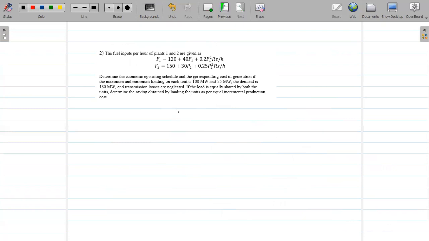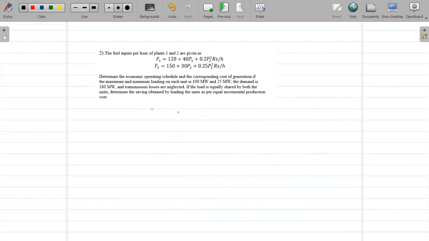Here, what is the example given? The fuel inputs F1 and F2 are given. Determine the economic operating schedule and corresponding cost of generation if maximum and minimum loading on each unit are given. Maximum limit is 100 megawatt, minimum limit is 25 megawatt. Total demand is 180 megawatt. Transmission losses are neglected. In the other case, if load is equally shared by both the units, determine the saving obtained by loading the units as per equal incremental production cost.